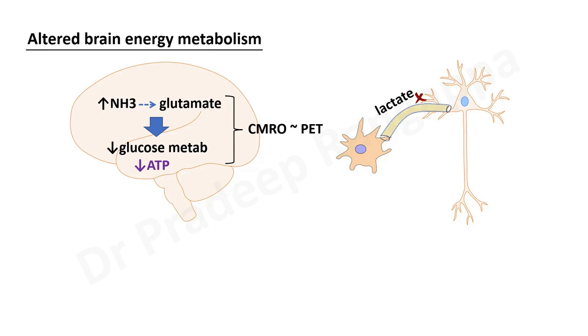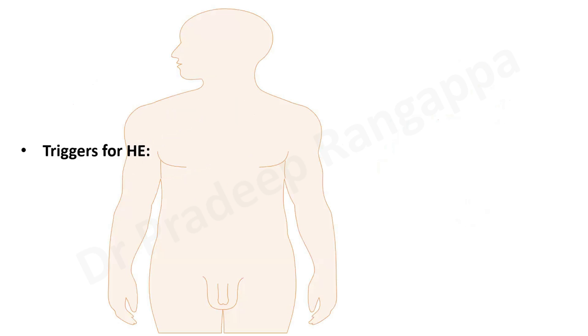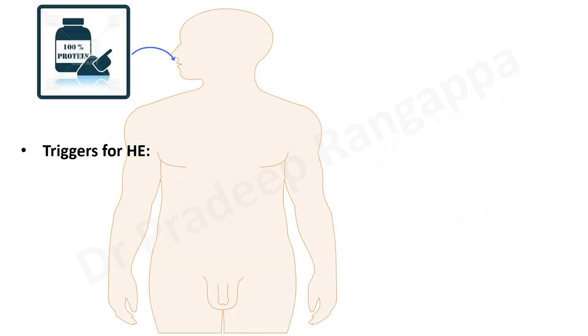So this is in brief about all the changes that happen in the brain which leads to encephalopathy. Because encephalopathy is an important component of acute liver failure, we need to understand these mechanisms. So what are the triggers for hepatic encephalopathy?